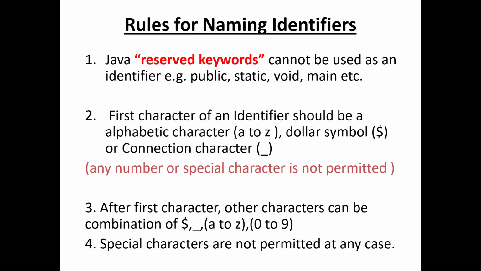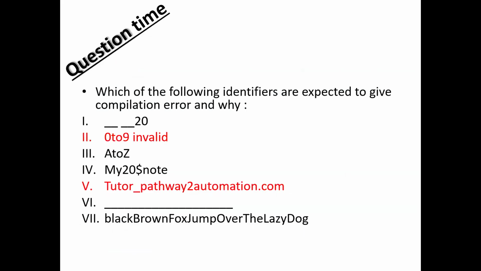After the first character, other characters can be a combination of dollar symbol, underscore, A to Z, 0 to 9. Special characters are not permitted in any case. So number 5, valid or invalid? Invalid. Why is it invalid? Because there's a special character. What is the special character?